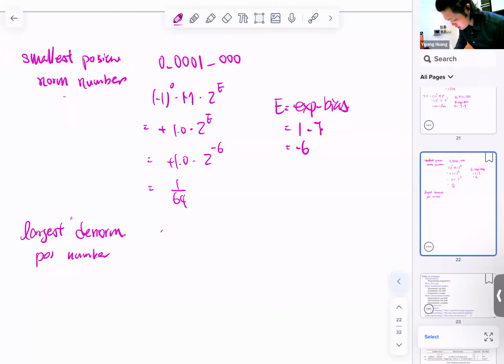Its bit representation is going to be 0 in the sign bit, because we're still talking all positives. Now the EXP field is allowed to be all zeros now, right? EXP field all zeros, that's for denormalized numbers and also 0 itself. And we're still trying to make this the biggest number possible, right? So what's the frac field going to be? All ones.